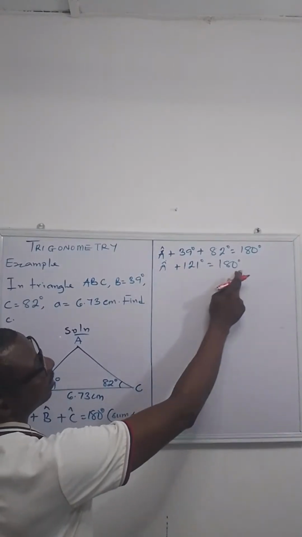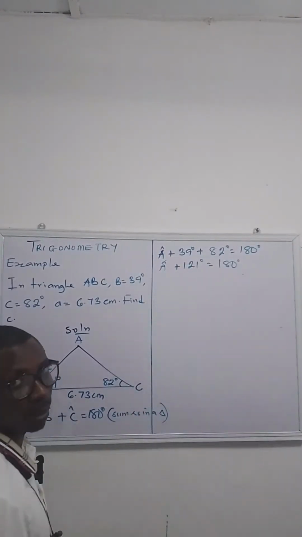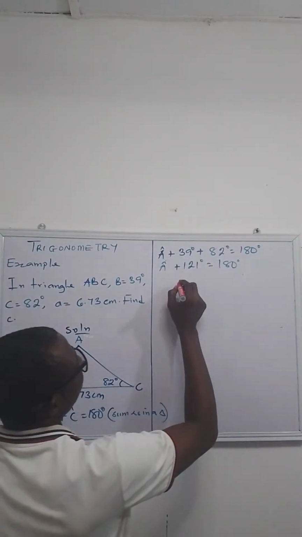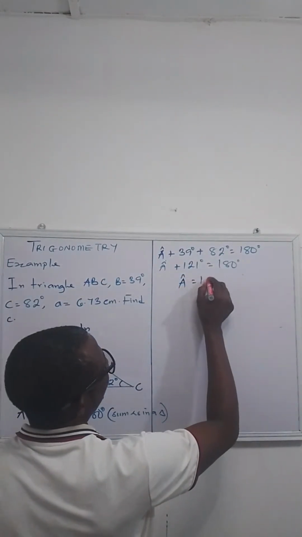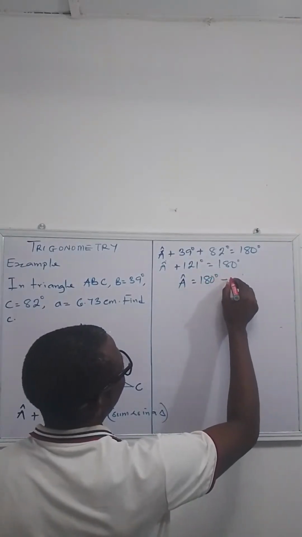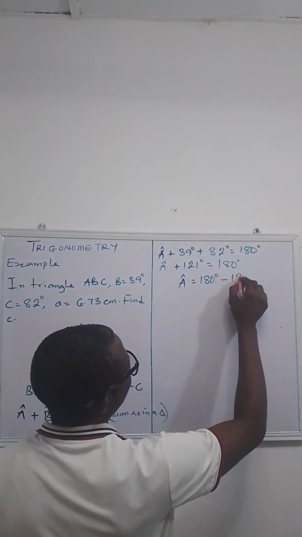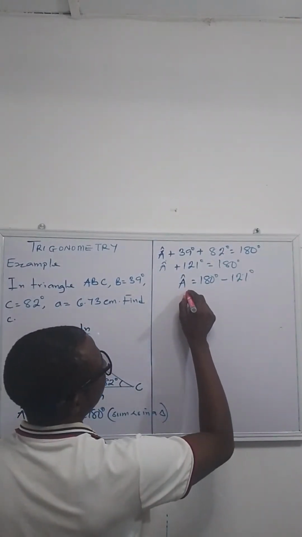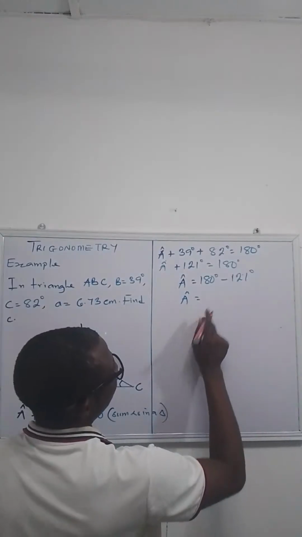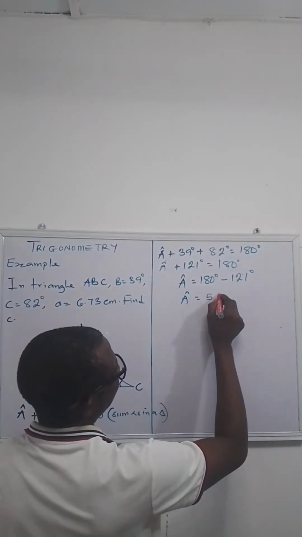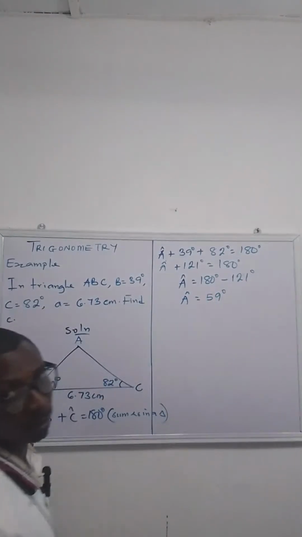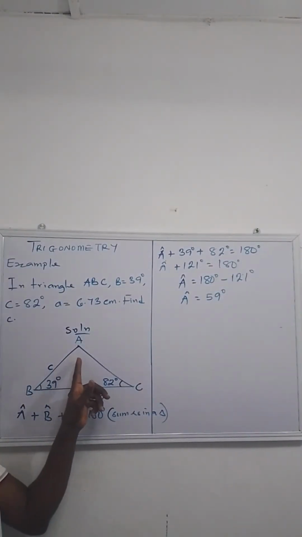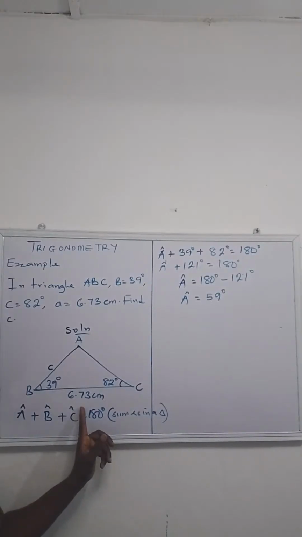Now, the next thing is to subtract 121 from both sides. So we have angle A equals 180 degrees minus 121 degrees. So angle A is now what? So that is going to give us 59 degrees. Okay, I want to believe we all understand that. So now I can show you an angle and its side.